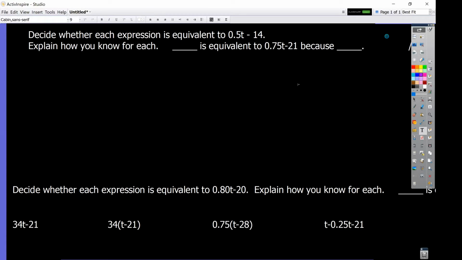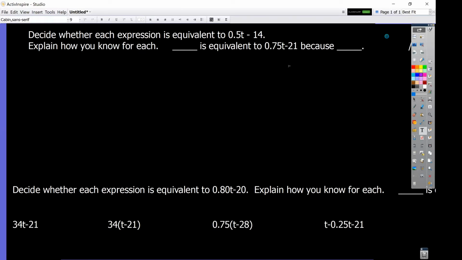Good morning, guys. We are going to be working on AMI problem for day 13, which is the one that you see at the bottom of my screen. What I've done to help you out is I have just changed the numbers in the expression that you see at the top. And we're going to look at how to find equivalent expressions for 0.5 t minus 14. And we'll talk about how we know they're equivalent and so forth.